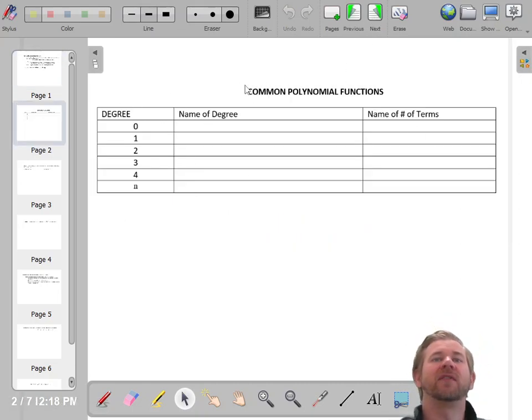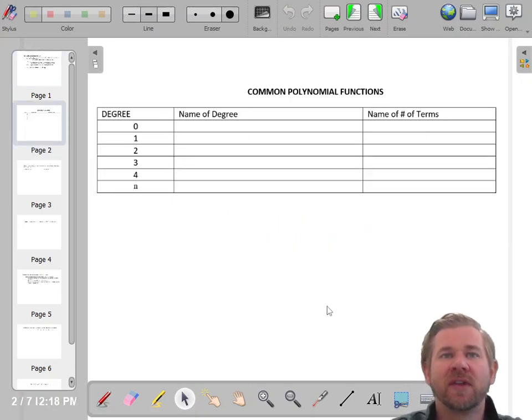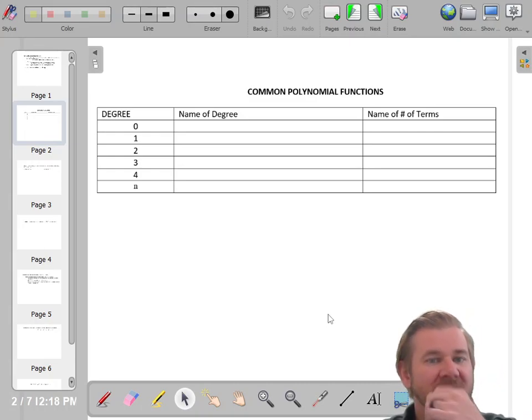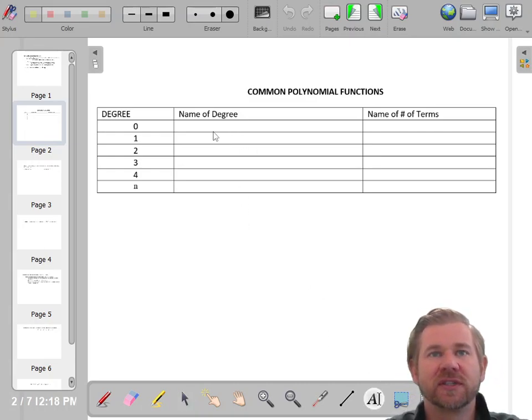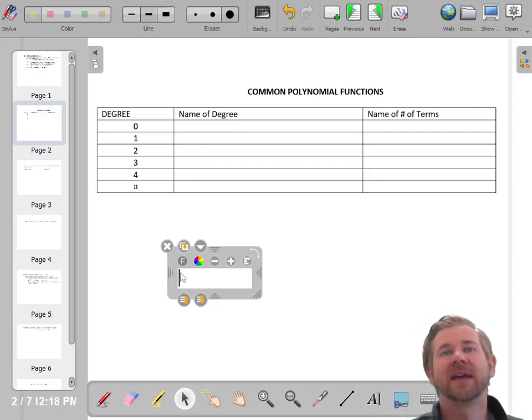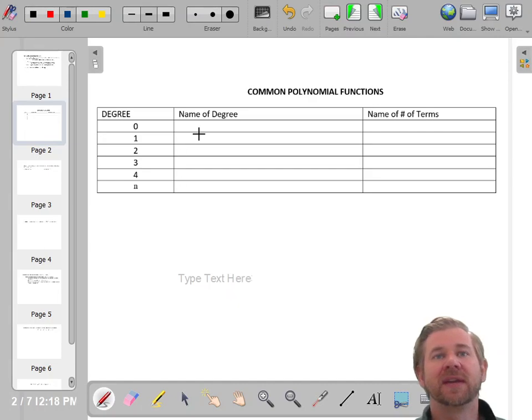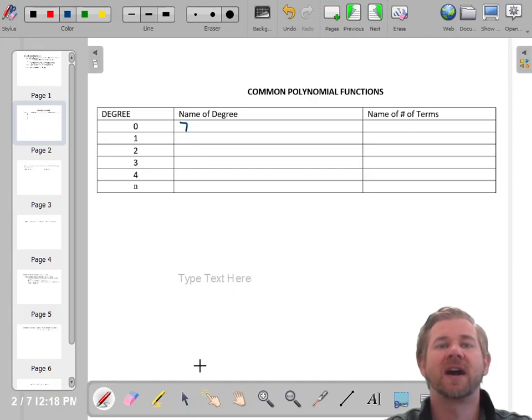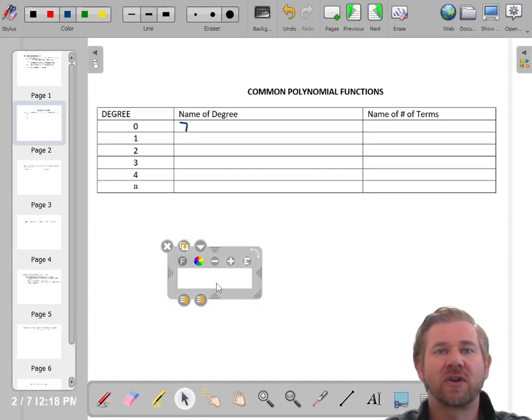First thing, when we have the name of a degree and we have the name of the number of terms, there's some words that you need to know. So let's do the degrees first. If a number has a degree 0, like the number 7 has degree 0. Okay, so I'm going to give an example. Degree 0 is like the number 7. That is called a constant term. It doesn't vary, so that's called a constant.